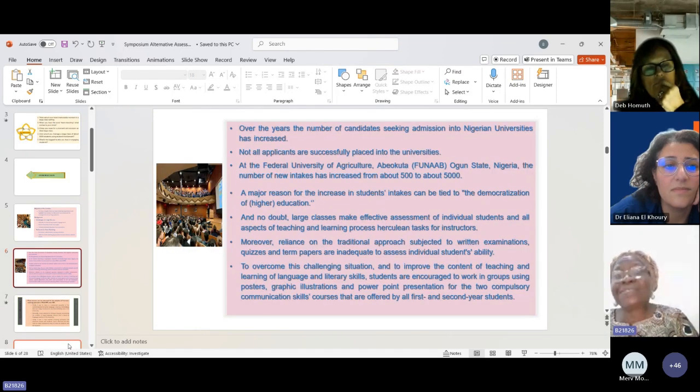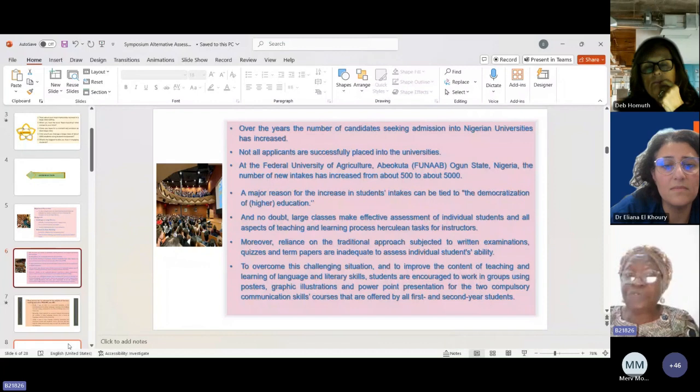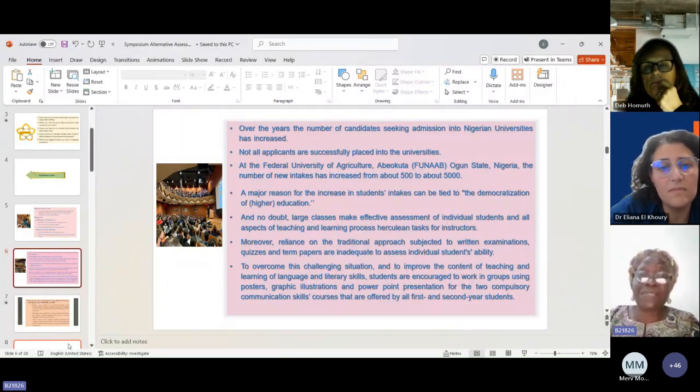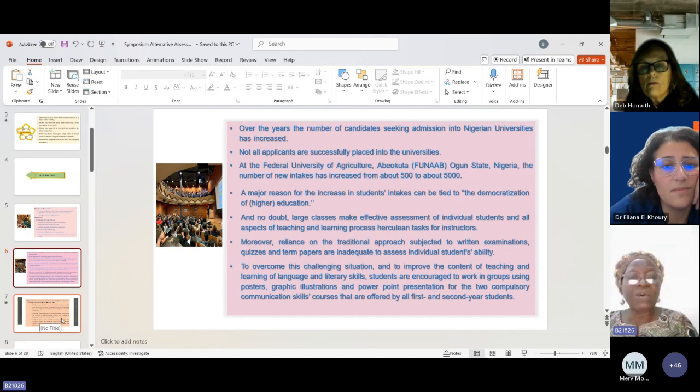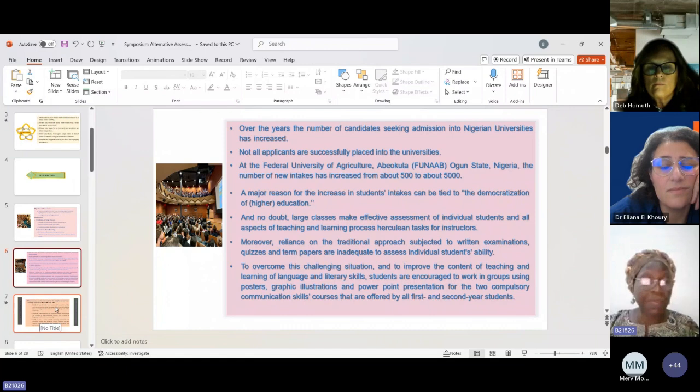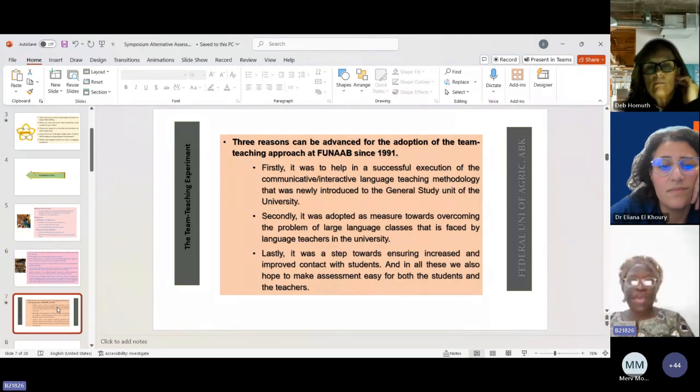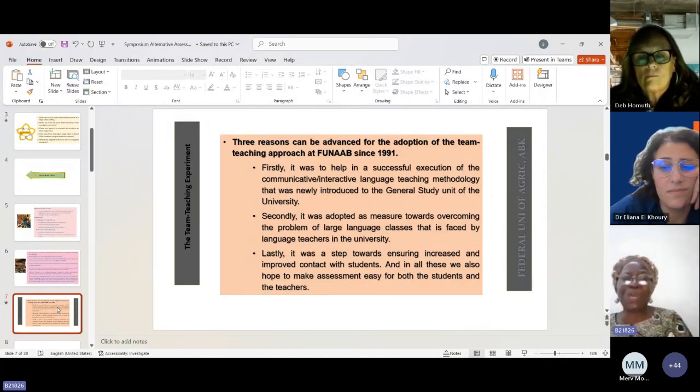So over the years, the number of candidates seeking admission into Nigerian universities increased. Not all applicants were successful, but in my own university, where I left, that's the Federal University of Agriculture, like I said, we started with 500 and then we moved on to 5,000. The reason for this is because the need for higher education became democratized and many people started wanting to seek higher education, and one cannot blame them. And like I said, we had to look for ways in which we could teach the students. And this experiment started in 1991. So you can see how long it has taken us and where we are today.